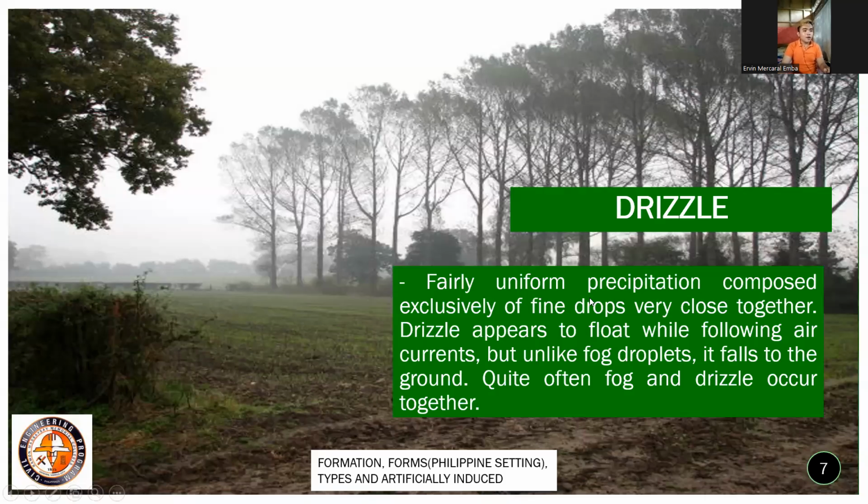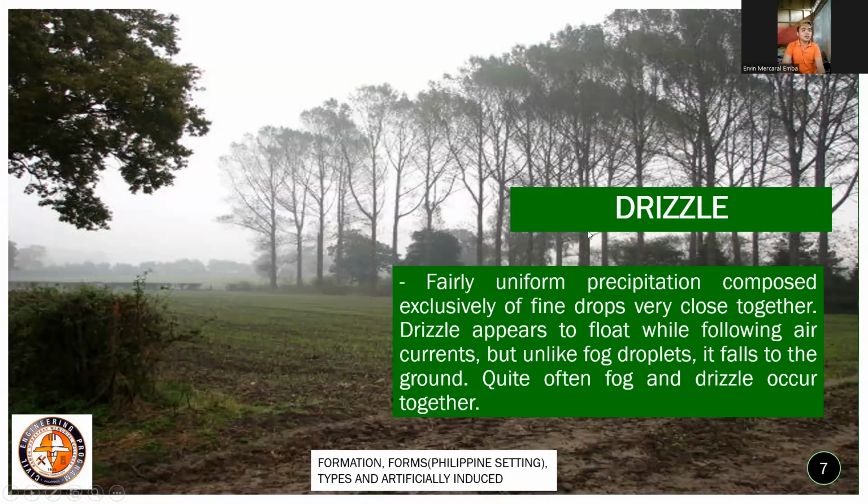Drizzle is fairly uniform precipitation composed exclusively of fine drops very close together. So rain is widely separated and drizzle is close together. Drizzle appears to float while following air currents, but unlike fog droplets, it falls to the ground. Quite often, fog and drizzle occur together. So drizzle is somehow considered water and gas.